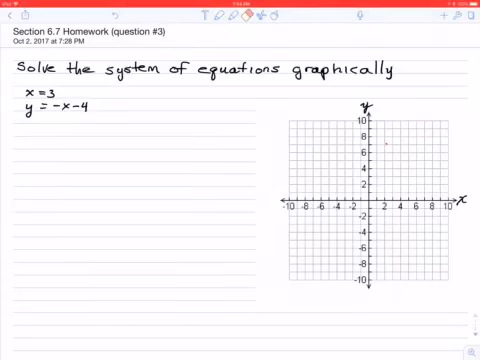Solve the system of equations graphically. So I'm going to graph both of these equations on the same coordinate system. Start with x equals 3.